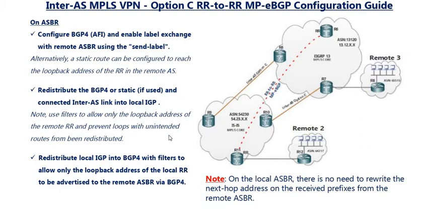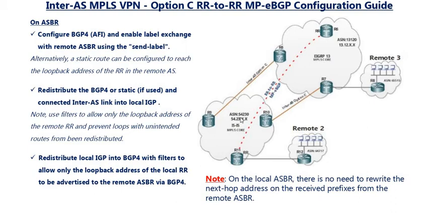And remember, you need to use filters to allow only the loopback address of the remote route reflector. This is to prevent loops. So take for instance, you have redistributed on both ASs and you have route exchange between these two ASs. There are chances that you will have loops going on and on between the two ASs, and so this needs to be considered. Hence, it is important for you to consider filters to only allow the expected loopback IP for each of those route reflectors in the ASs respectively. Then redistribute your local IGP into BGP4 with filters to allow only the loopback address of the local RR, that is route reflector, to be advertised to the ASBR via BGP4.